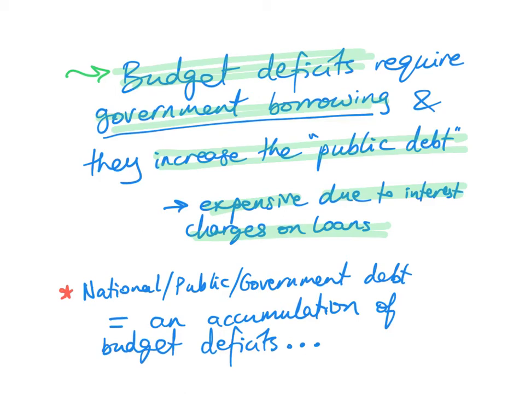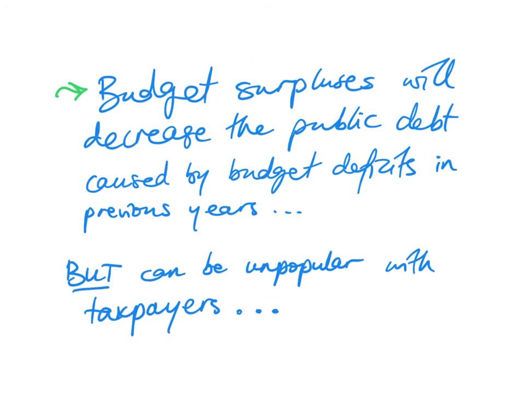Essentially, the national or public or government debt is an accumulation of budget deficits. So the total government national debt is the total of all the previous budget deficits where the government had to borrow money. And that's why continuously having budget deficits is politically unpopular. The government is forced to borrow, which can be a bit of a problem.